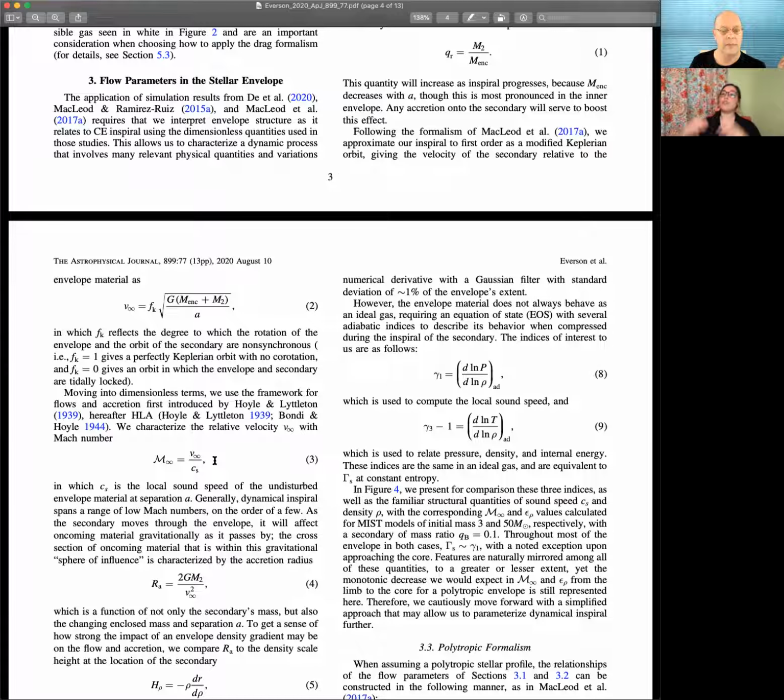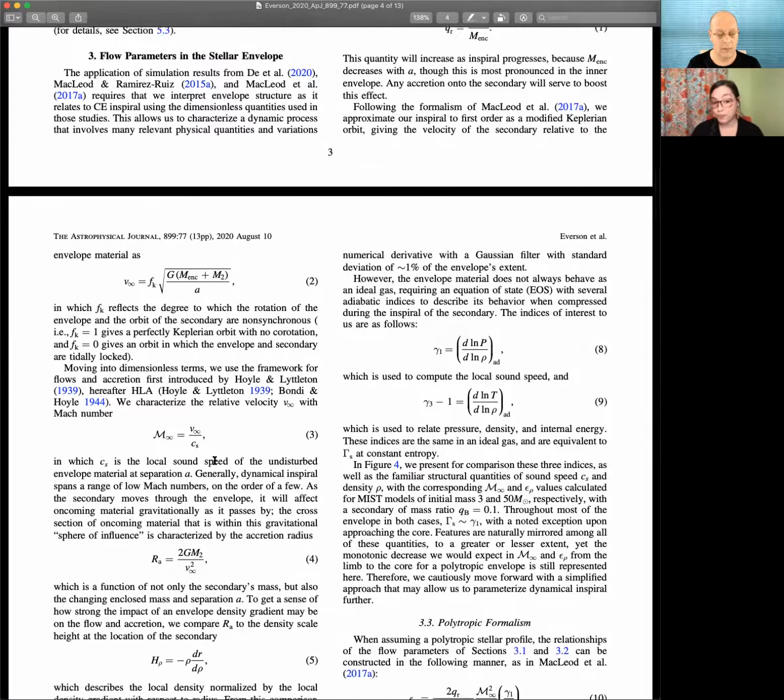And in general, dynamical in-spiral can be characterized with a range of low Mach numbers. So you'll see something like 1 to 5, or 2 to 7, some range like that in any given in-spiral. In our work here, we find it very rarely gets lower than 2, which is interesting, and I'll show you why in a moment. And the last quantity that we're going to see a lot of is epsilon rho.